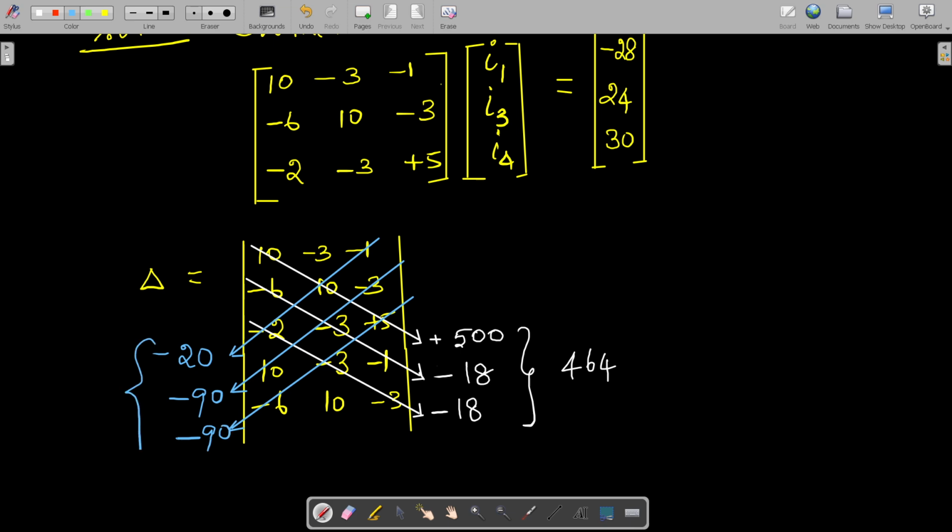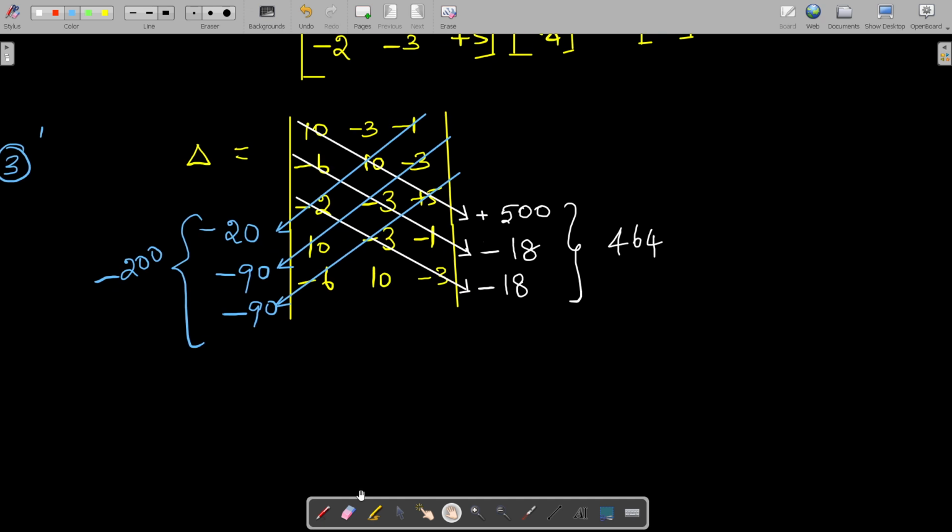Now you have to add all these three values so that we get it as minus 200. Then what you need to do is, here you have to add this minus 200 with this plus 464 so that we get it as 264. So what's the value of delta? So delta value is equal to 264. So what is the value of delta? Delta is equal to 264.